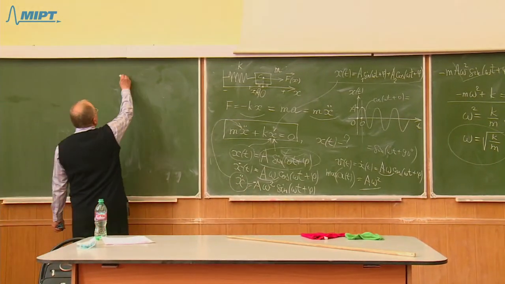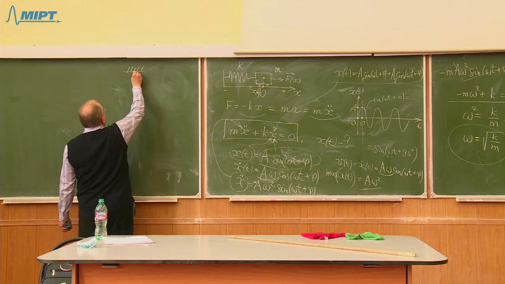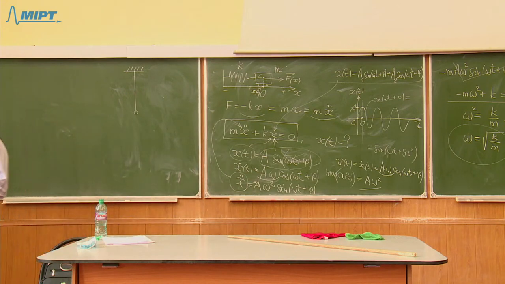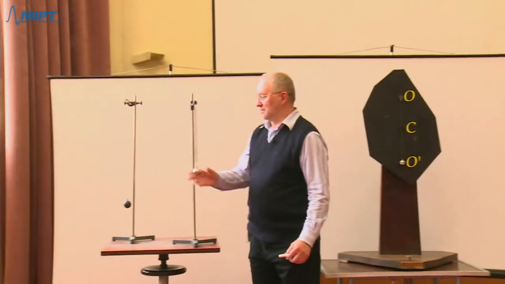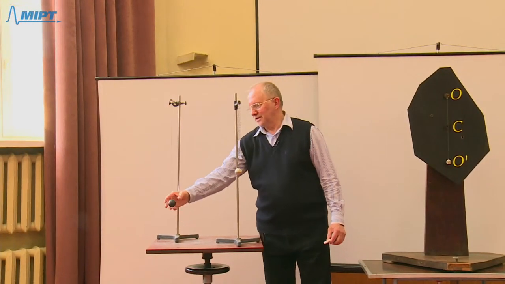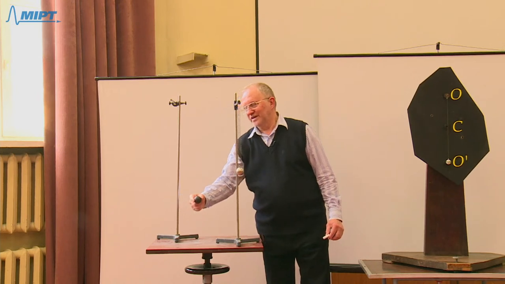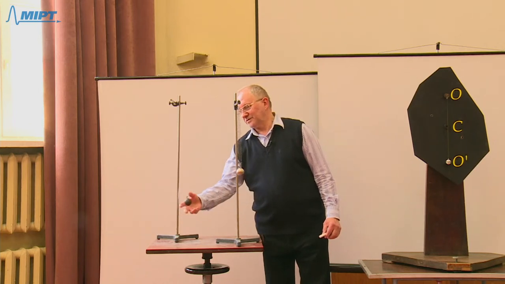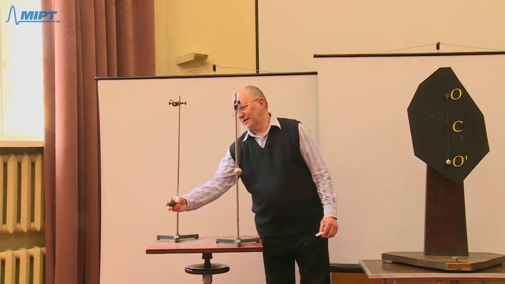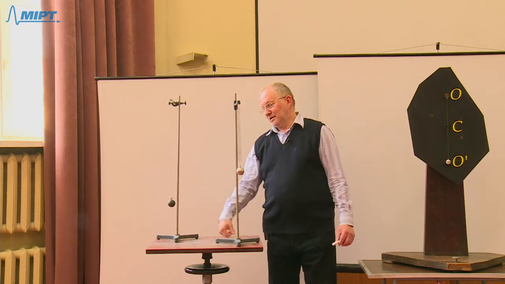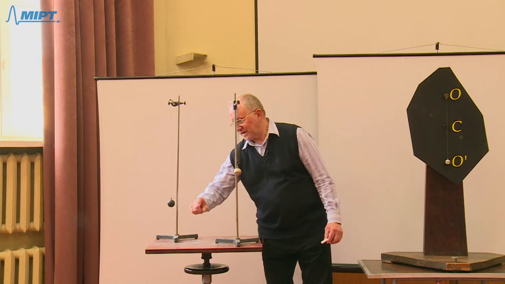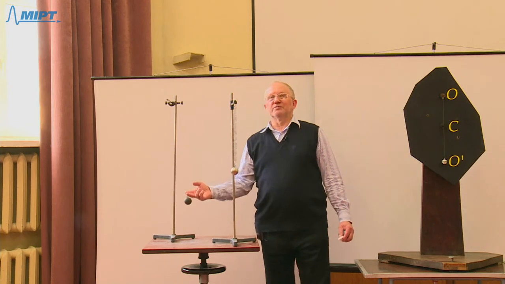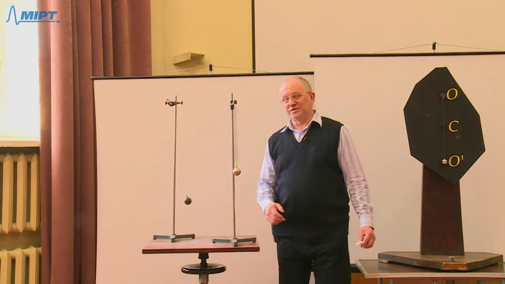I will consider another type of oscillating body. Another type of oscillating body is a ball, a body which hangs on a thread. I can deflect it and start oscillations. Or in another way, I can leave it at rest. The velocity is zero. And I can push it and start oscillations by imparting the initial velocity.